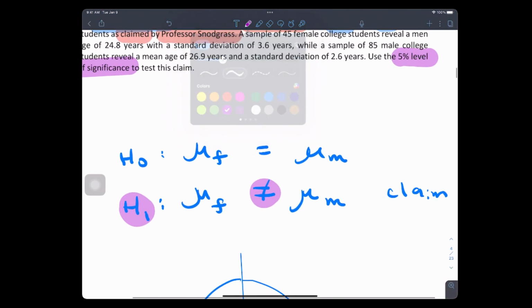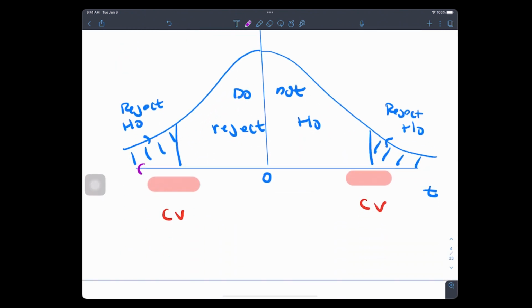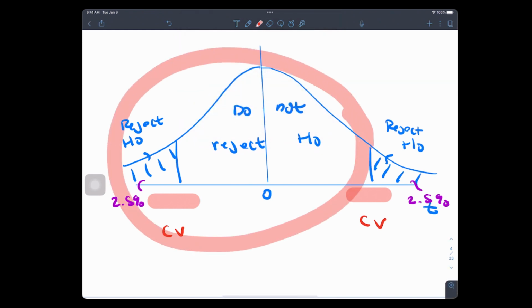So let's kind of continue with that. Alpha is 5%. But if we have two tails, you guys know the drill. What does that mean? 2.5% and what? 2.5%. So let me express this to you guys here. This is for inverse t. This is area to the left of the rightmost critical value. Would you guys agree with that?